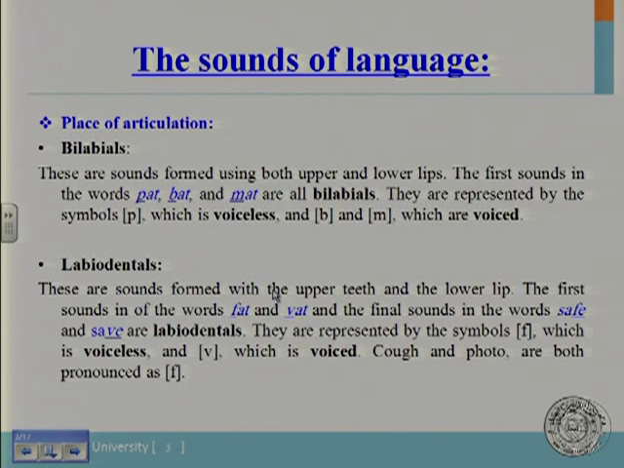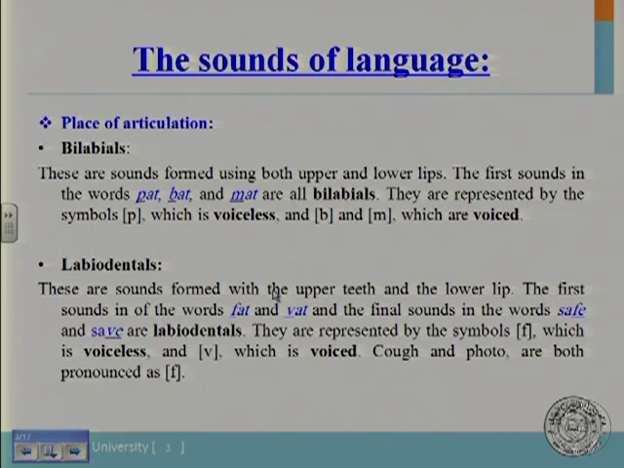Again, as in v, as in that. We can also feel that the upper teeth touch the lower lip. And the final sounds in words like safe and save. These two sounds are called labiodental, and they are represented by symbols here, one for f and one for v.